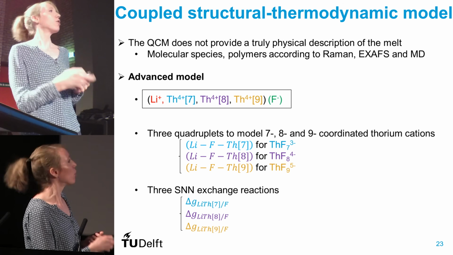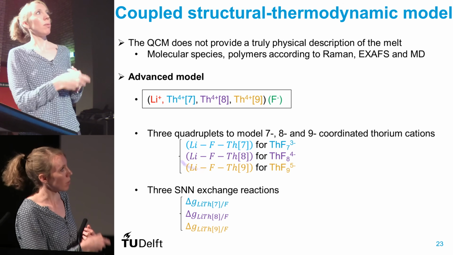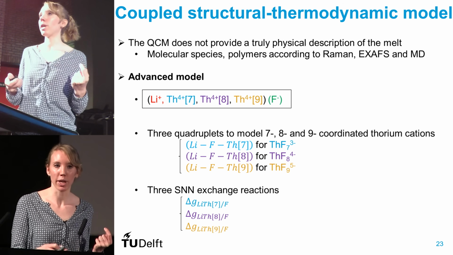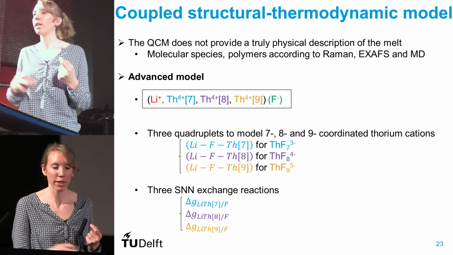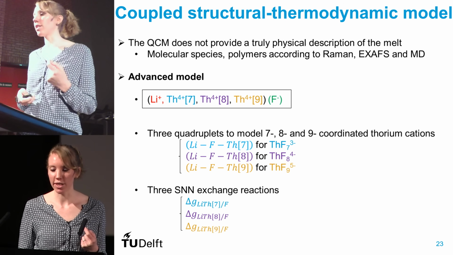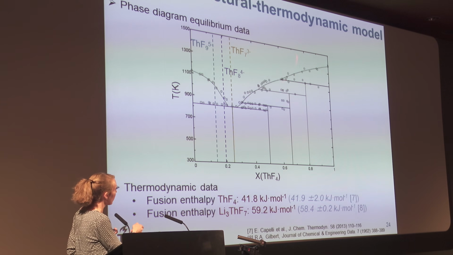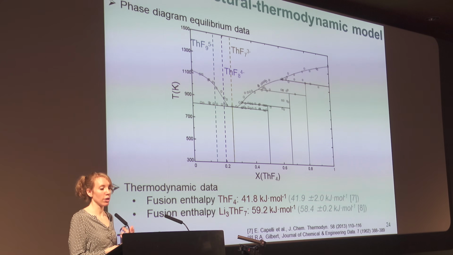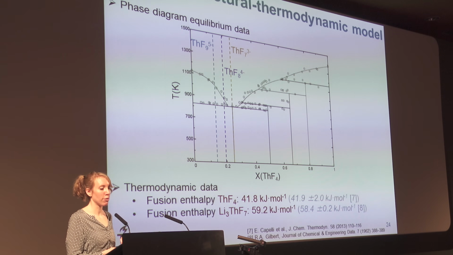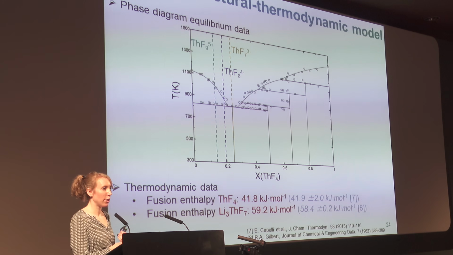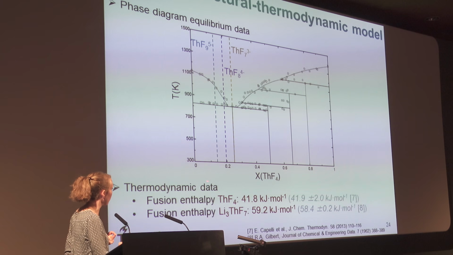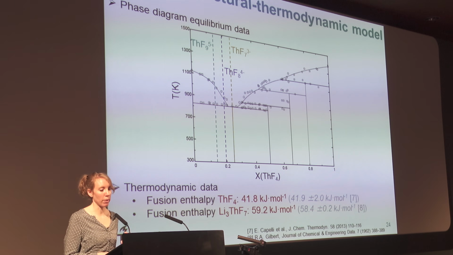And for this, we introduce 3 quadruplets instead of 1 for each coordinated thorium cation. And it means we have more parameters to optimize. We have 3 second nearest neighbor exchange reactions. So here in white you have these experimental points in the literature, and in the line is our model, and you see we have really a good agreement with experimental measurements in the literature, phase diagram measurements, and we also have a good agreement on the fusion enthalpy data of thorium fluoride and this LiThF7 compound.